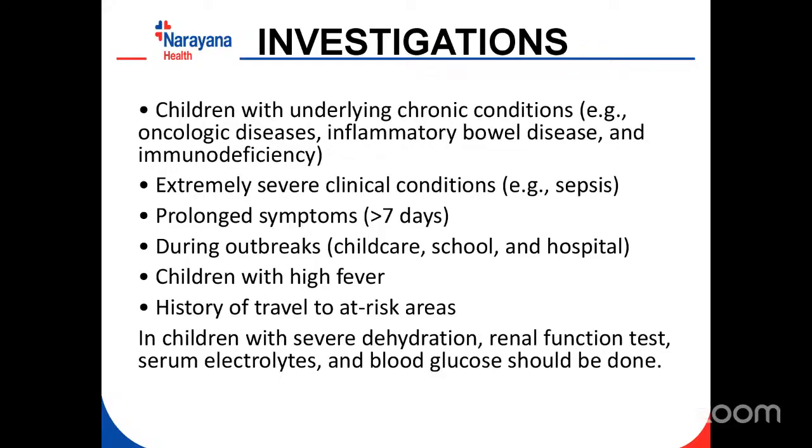As I said again, children with underlying chronic conditions, someone who is on cancer treatment, someone who has an inflammatory bowel disease, the symptoms have gone more than 7 days. There's an outbreak in a school or in a hospital or a hostel. Children with very high grade fever or a history of travel to at-risk areas. History of travel is more important for patients who are in the Western world and all.